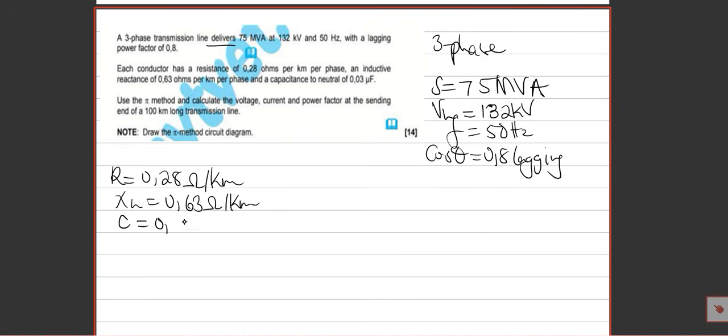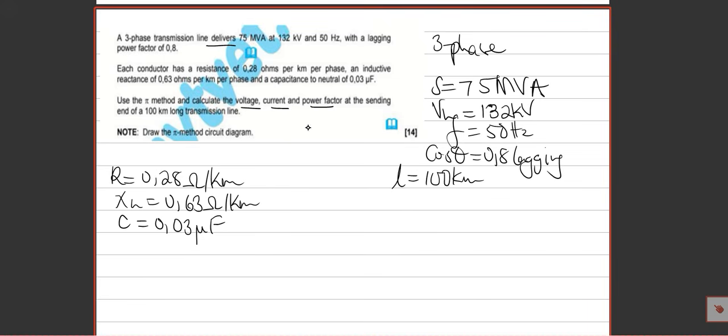C equals 0.03 microfarad. It looks like the capacitor is the only expression given as not per kilometer. We will see in the calculation if that's true or not. It says use the pi method and calculate the voltage, current, and power factor at the sending end of a 100 kilometer transmission line.